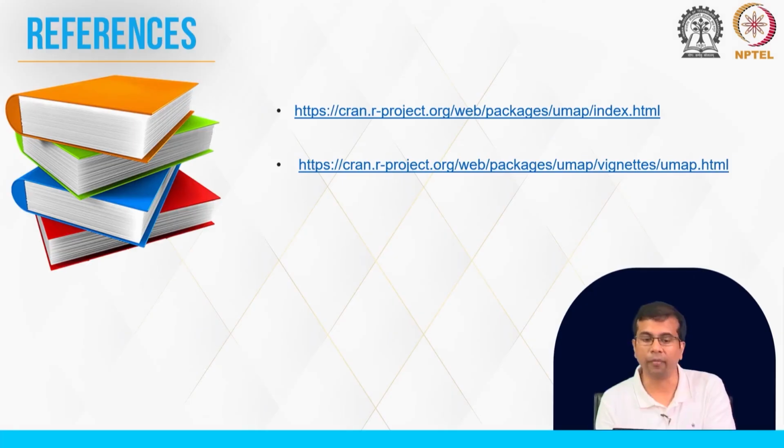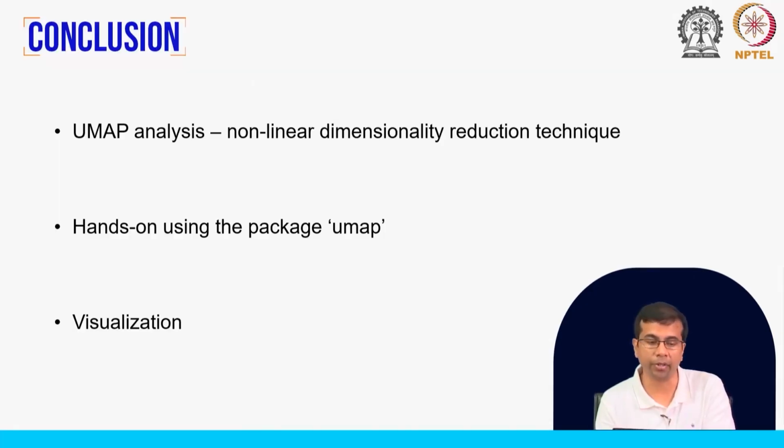And so, here are the references for the UMAP package. So, to summarize, what we have done is we have talked about UMAP analysis. This is a nonlinear dimensionality reduction technique, and this projects the high dimensional data into low dimension, trying to keep the structure of the data more or less intact, and trying to preserve information as much as possible. This is very helpful for looking at the patterns in the data, the global structure as well as the local structure.